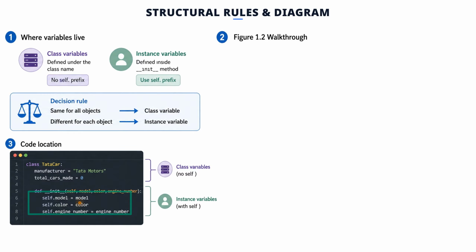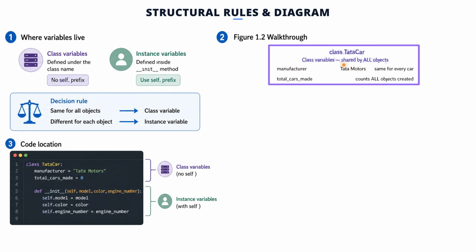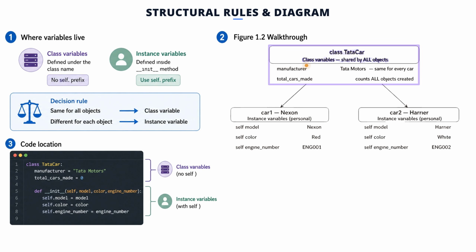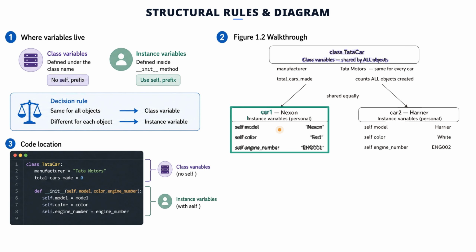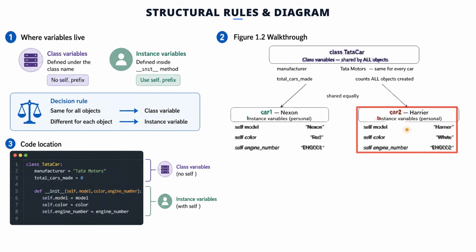At the top level, we have the class Tata car. The manufacturer and total cars made variables live here. Because they are at the top level, they are shared by all objects below them. Below the class, we instantiate individual objects. For example, car 1 is a Nexon with its own red color and car 2 is a Harrier with its own white color. These are their personal instance variables.